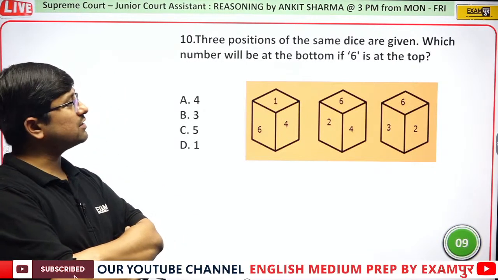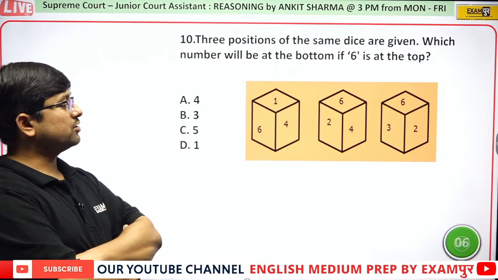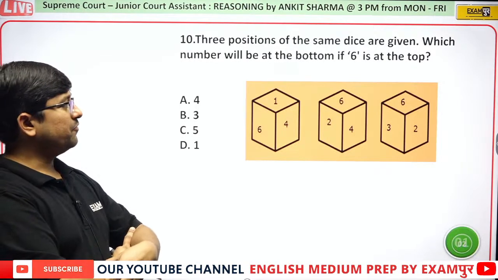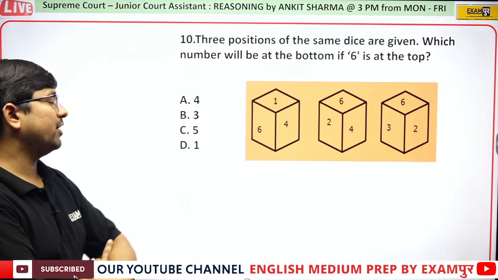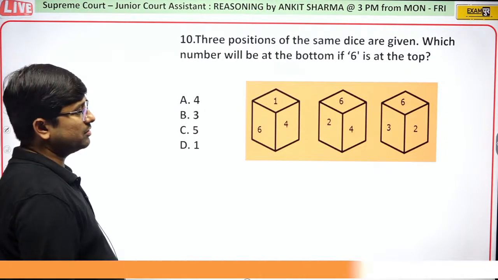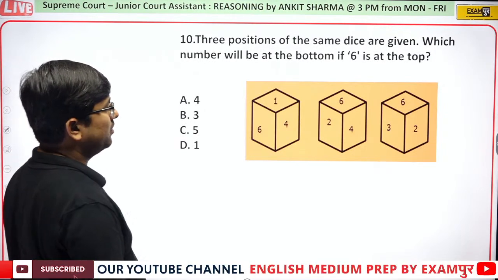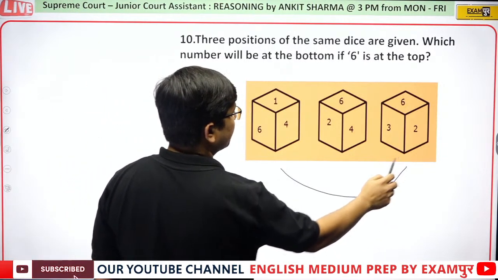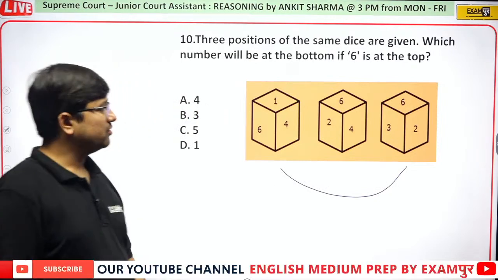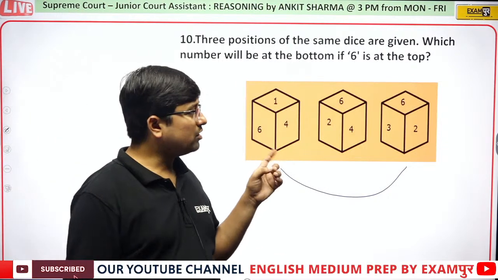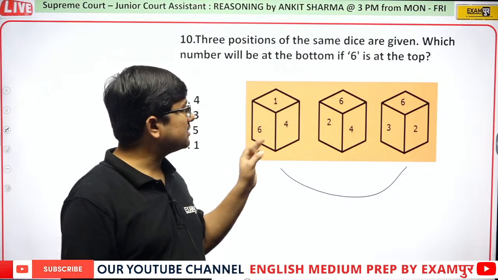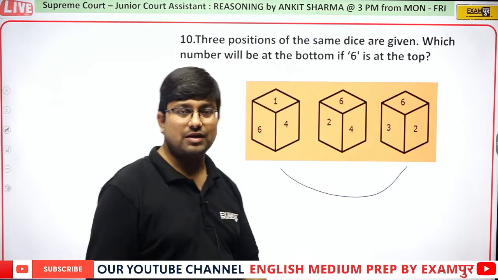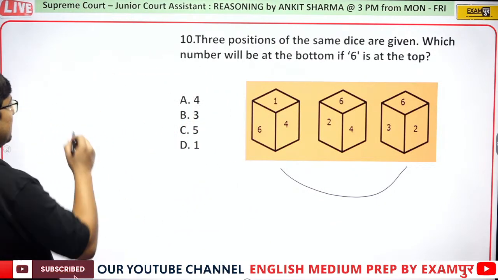Three positions of the same dice are given. Which number will be at the bottom if 6 is at the top? Now see, my dear students, very important. Check in these two. In these two, how many faces are common? Exactly one face is common, that is 6.